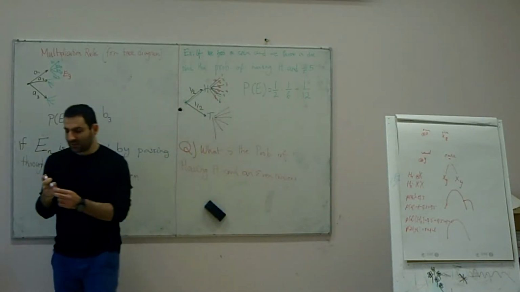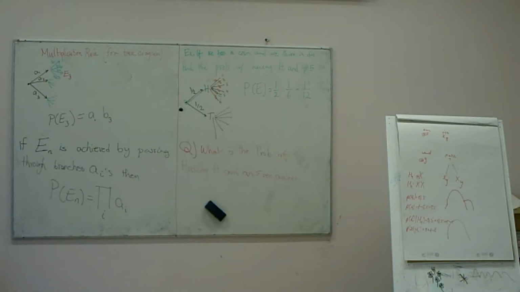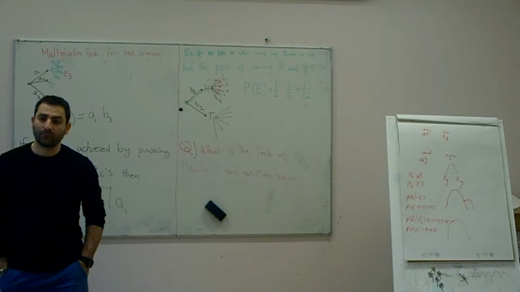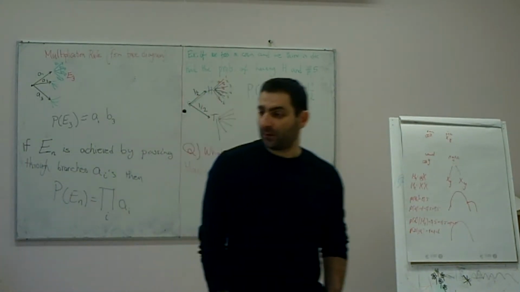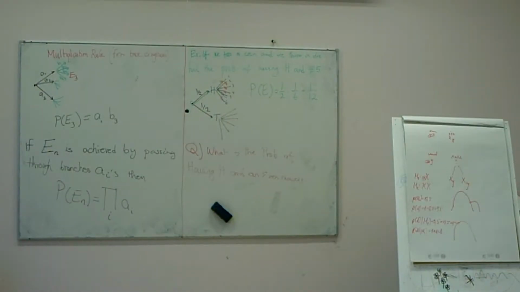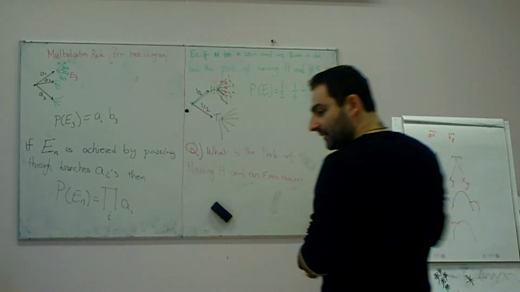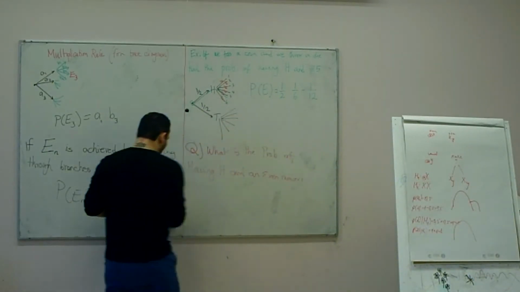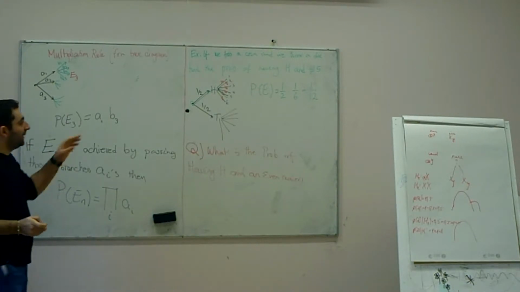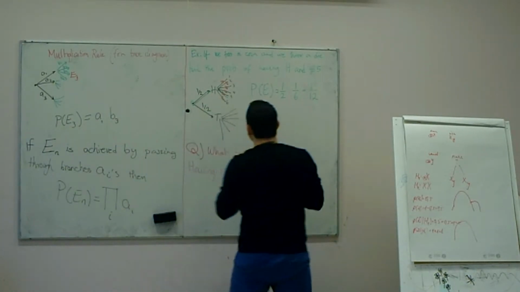Now, what is the probability of having head and even number? Think about it. What is the probability of head and even number? So, what is the value? We have to see what are the possible ways of going through head into an even number.